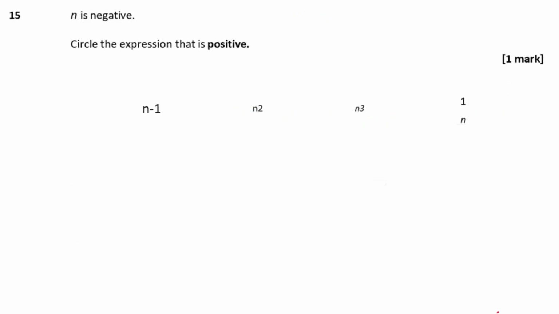Question 15. n is negative, circle the expression that is positive. Now it looks like when I printed this it all went a bit weird. That should read n squared, that should read n cubed, and that should read 1 over n. If it wasn't clear, let me get rid of these poorly drawn ones. So they're the 4 choices that we've got.